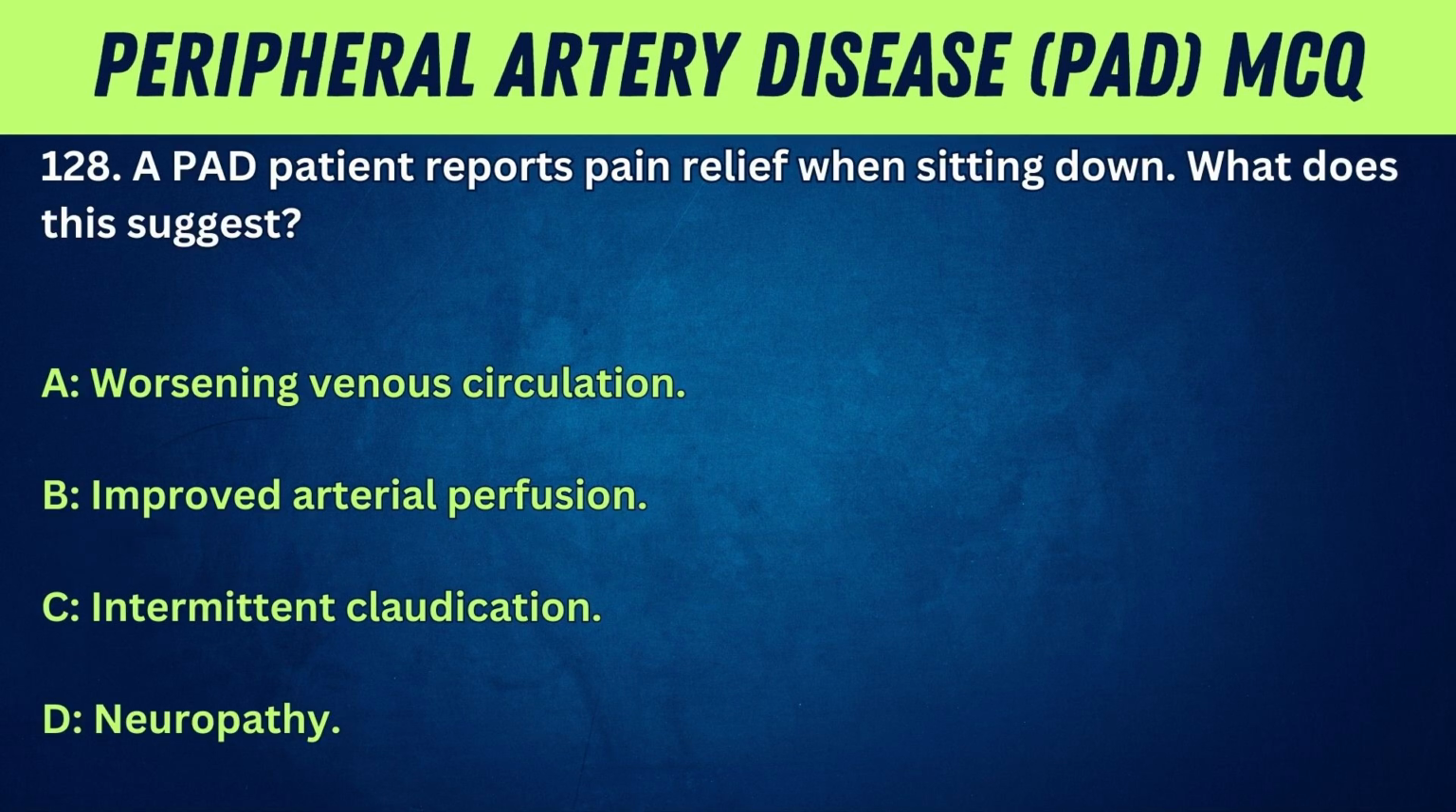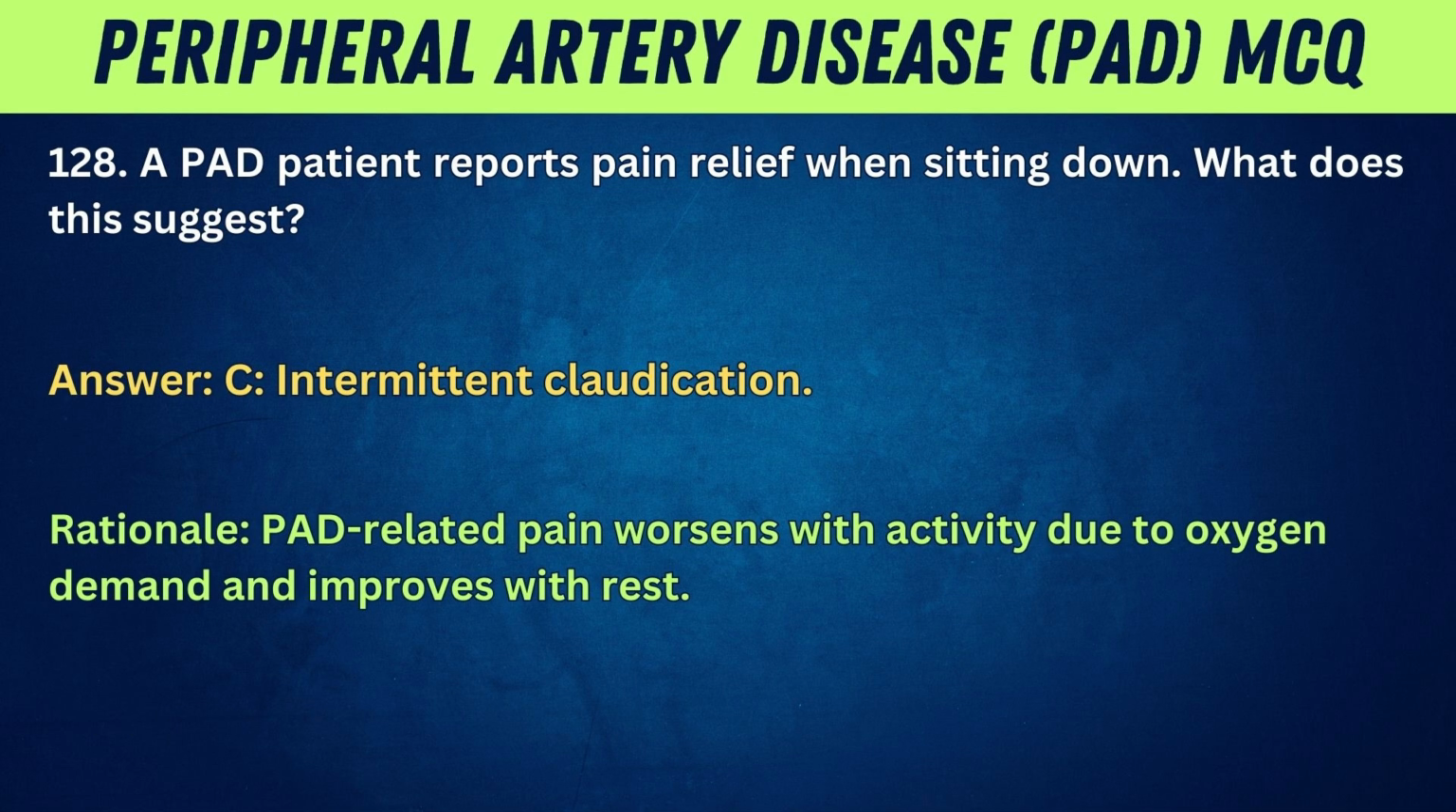128. A PAD patient reports pain relief when sitting down. What does this suggest? A. Worsening venous circulation. B. Improved arterial perfusion. C. Intermittent claudication. D. Neuropathy. Answer. C. Intermittent claudication. Rationale. PAD-related pain worsens with activity due to oxygen demand and improves with rest.